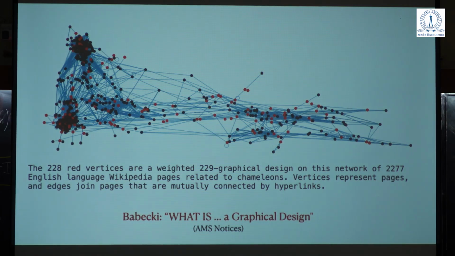Okay? So this is just a fun example, and this is in this article by Catherine in the Notices called "What is a Graphical Design?" So, just one question.